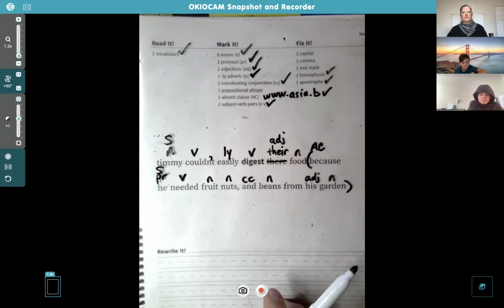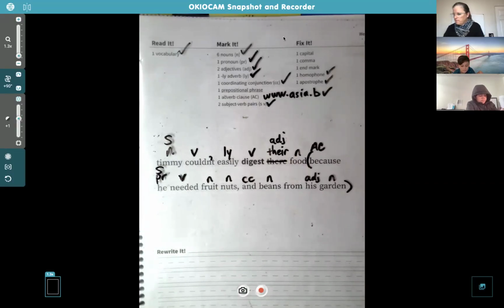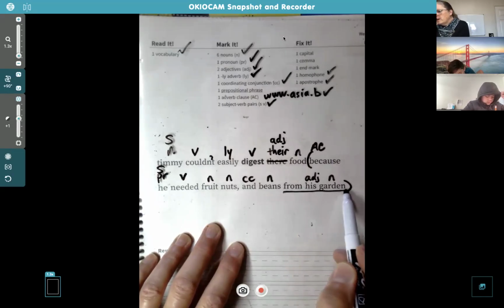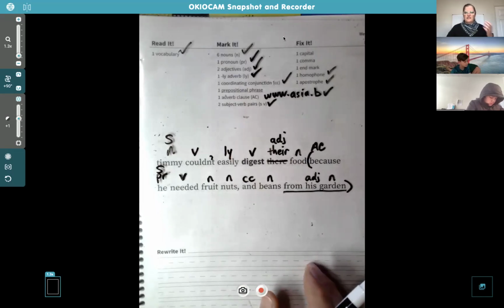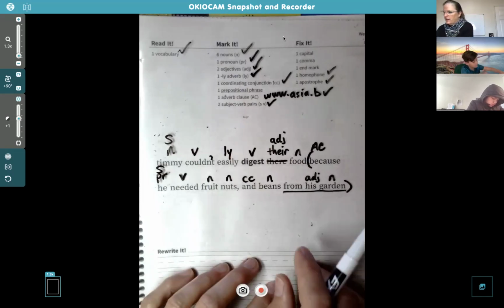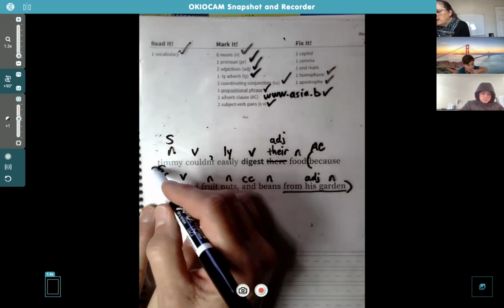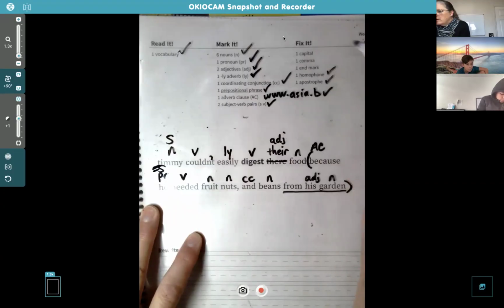All right, now we're down to the last thing, the prepositional phrase. Mateo, do you see it there? Prepositional phrase. From his garden. Perfect. Good. From his garden. I like to save that to the end because it doesn't have anything on top of it, so it's easy to find. And that's good. And the capital is right here, Timmy.